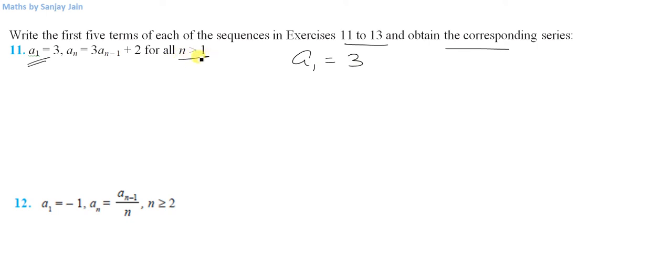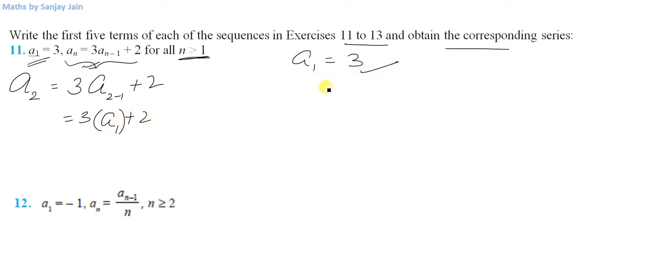For all n greater than 1, so if I want to find A2, I'll have to use this formula. And similarly for every n greater than 1, I'll use this formula. So let me find A2 first, or the second term, that is 3 into A2 minus 1 plus 2, which is 3 into A1 plus 2, and A1 is known to me already. So I'll just replace it with 3. So this is 9 plus 2, 11. Second term that I've got is 11. Okay, let me write it here. A2 is 11.